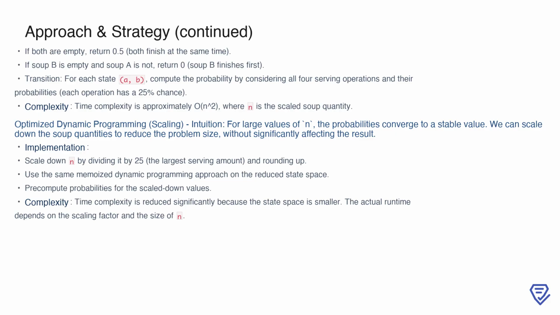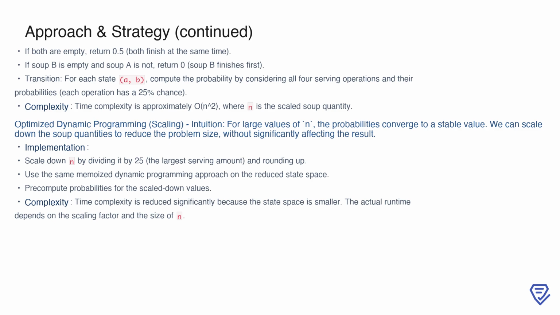This reduces redundant computations and ensures that probabilities are efficiently reused. The computational complexity of this approach is approximately n squared, where n represents the scaled soup quantity. While this is significantly better than the exponential complexity of brute force, it still poses challenges for very large values of n. To further optimize, we introduce scaling.